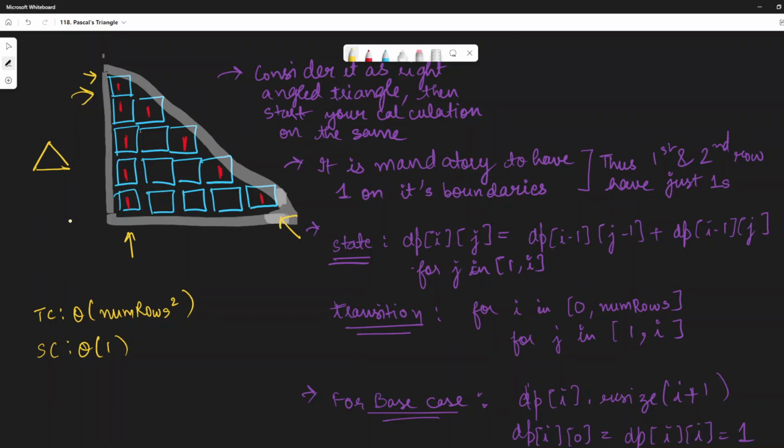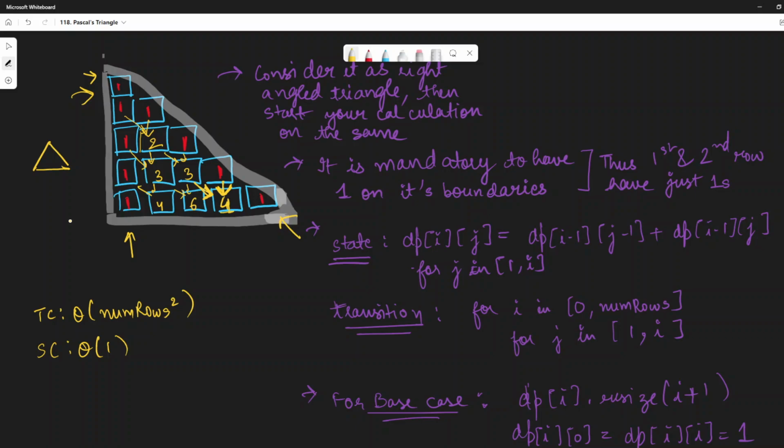And the middle values would be the sum of the immediate above one and the previous one on the above row. That is this one. So this one would be this, and this one would be this. 4, and this 3 and 3 would be 6, and this would be 4. Means the one which is immediately above and the one before that. We need to sum up both of them, and after the sum we need to store it at the present block. This is how a Pascal triangle would be constructed.